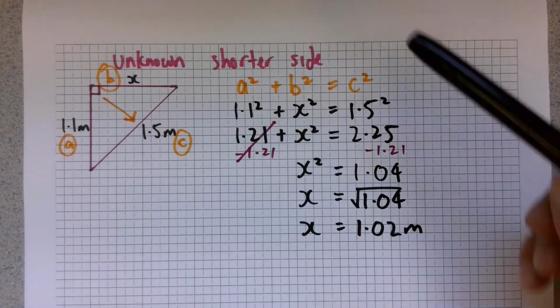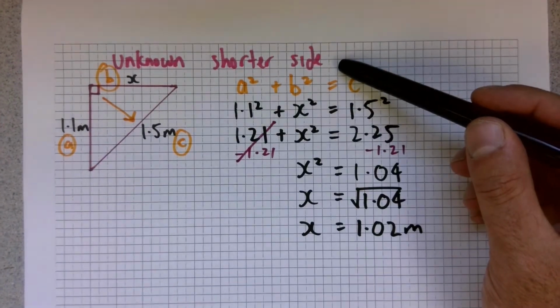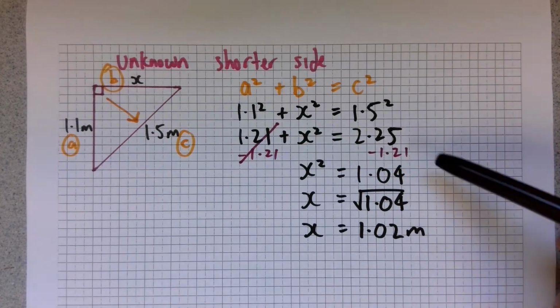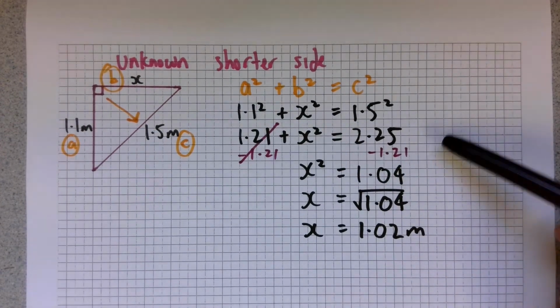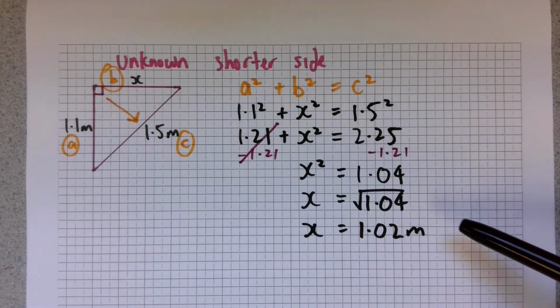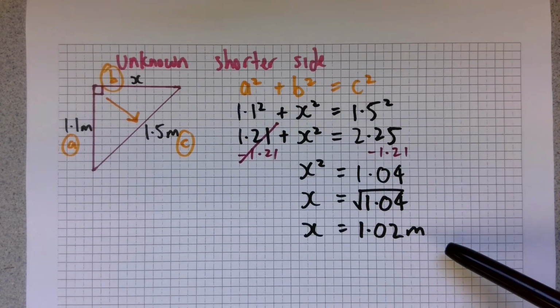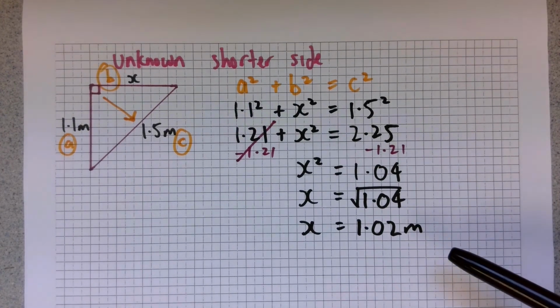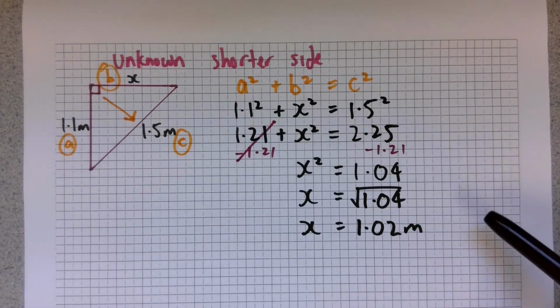Okay. So guys, hopefully that helps. You can see that finding an unknown shorter side is a little bit trickier than finding the unknown hypotenuse because there's a bit of algebra here, but essentially it's still just following that process. Once you have a go at a few questions and get the hang of it, you'll be able to move on to some more of the application questions and look at using Pythagoras' theorem in 3D shapes as well.